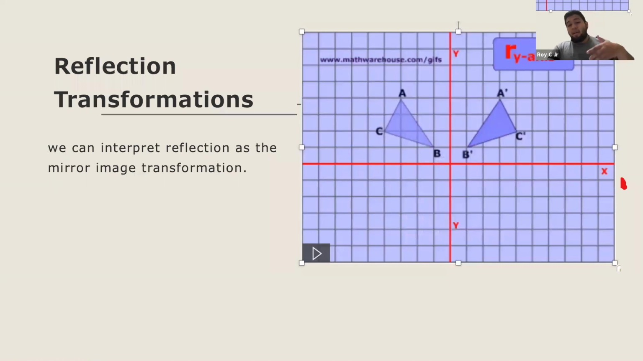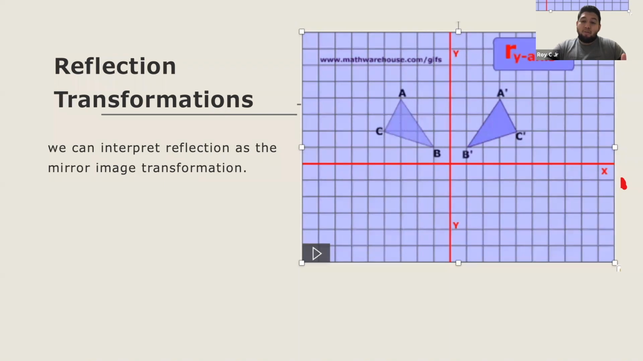So a reflection transformation can be interpreted as the mirror image transformation. Okay, something to also note is that right here on point B on this triangle, it's like one square away.